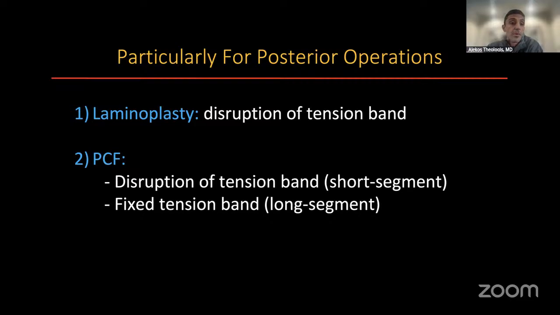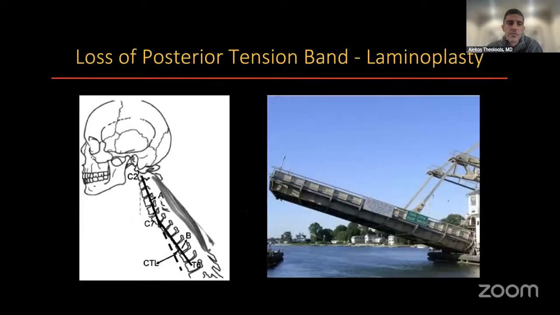And then with a posterior fusion group, you may fix this tension band in an abnormal position, which can create abnormal biomechanical situations. So the way I think about these types of patients, the laminoplasty, you open up the tension band, disrupt its ability to contract as it was before, similar to a drawbridge. If you cut these things that are keeping it up, the head's going to fall forward and the bridge is going to fall down.